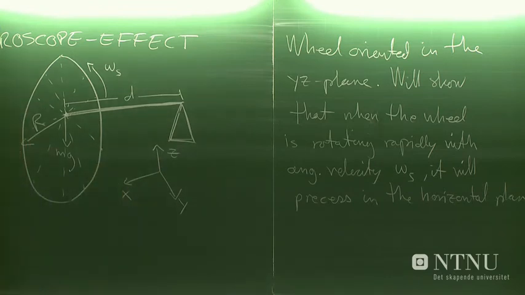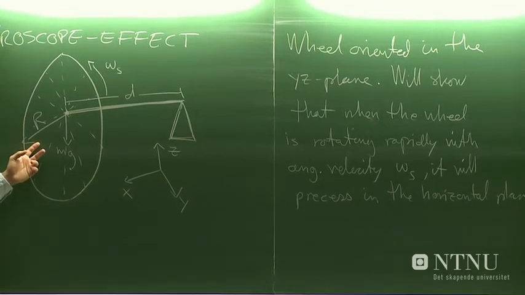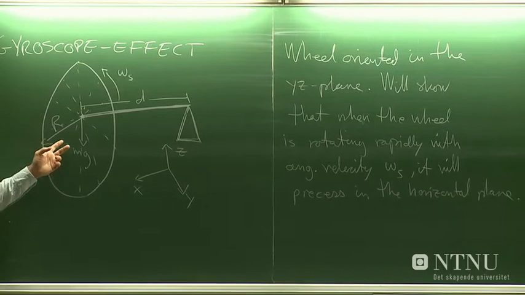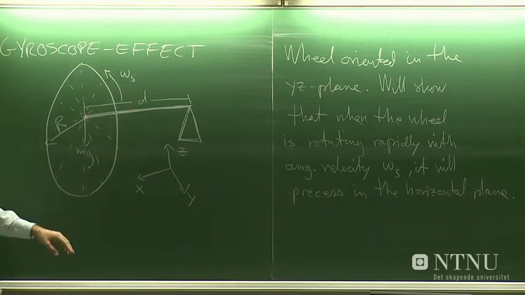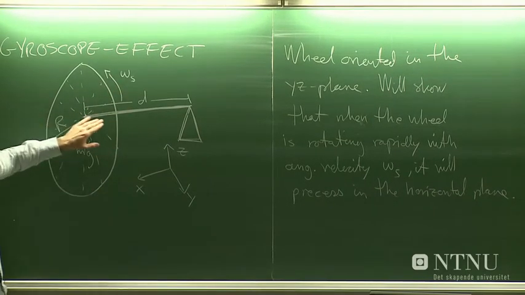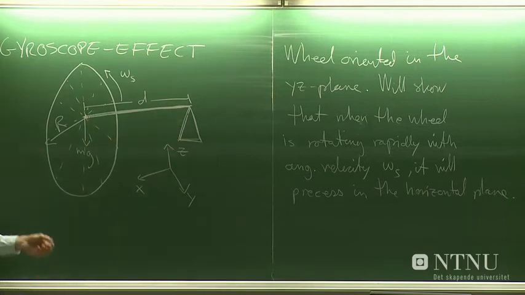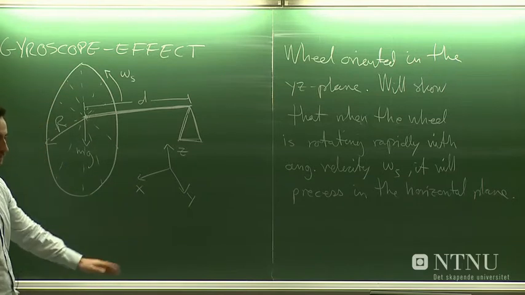This might seem a bit funny, because imagine if this wheel had no angular velocity. Imagine that omega s was 0. So you have a wheel attached to a rod attached to this point. So I'm basically, let's say I'm holding the wheel here. Let's say I let go of the wheel. What would you expect happens? Falls down. There's nothing preventing it from just dropping.